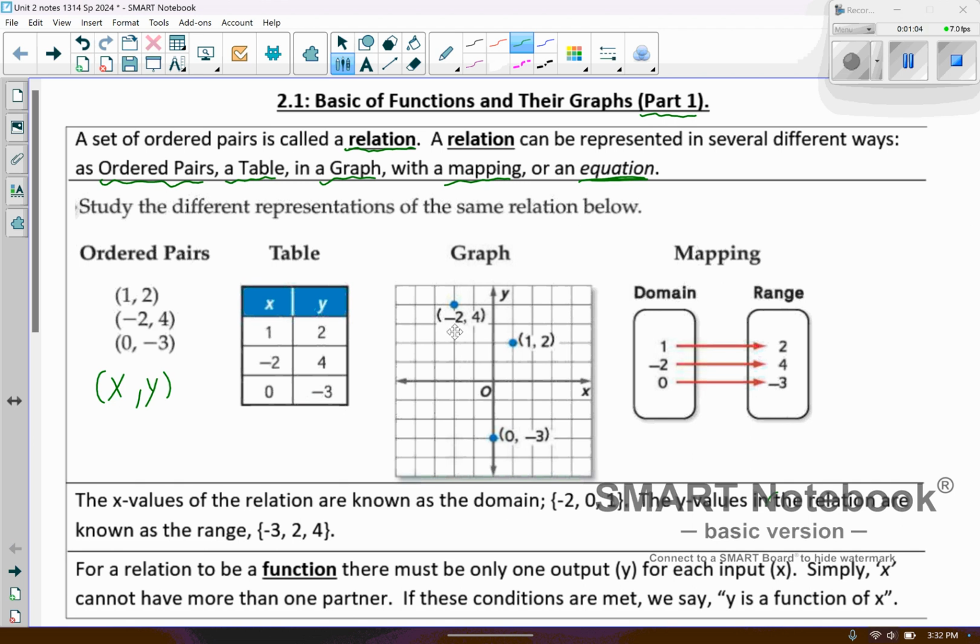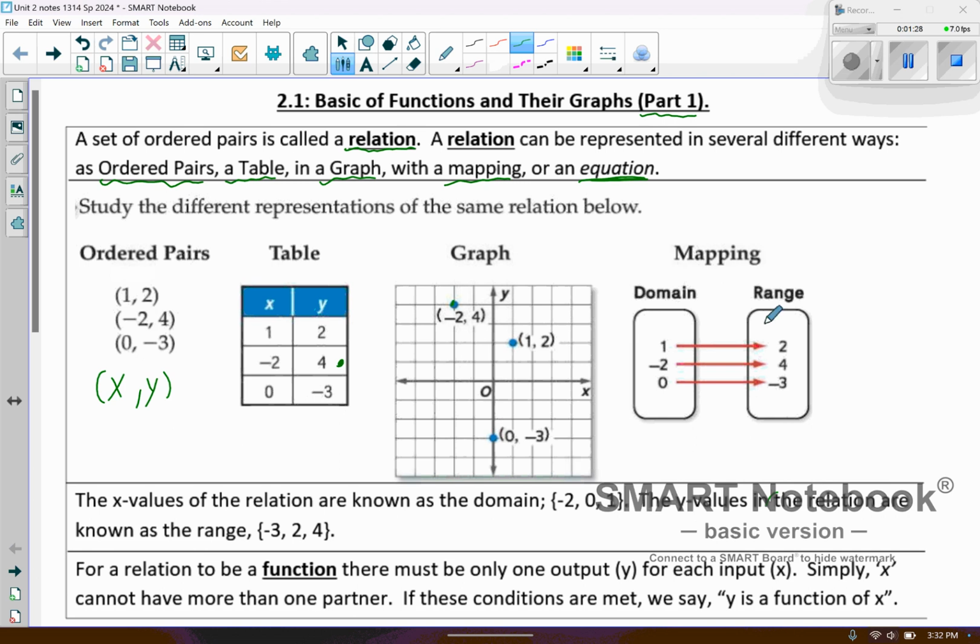So right here, this x value is -2, the y value is 4. That's this point right here. So we go back 2 and up 4, land right there. Then 1, 2, forward 1, up 2, or 0, -3. So the x value is 0, and then I just drop down 3 units and I land right there on the y-axis.